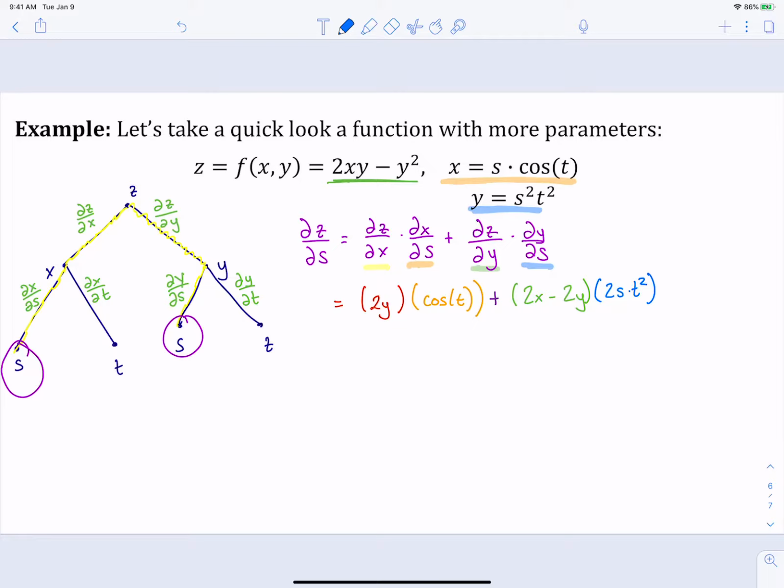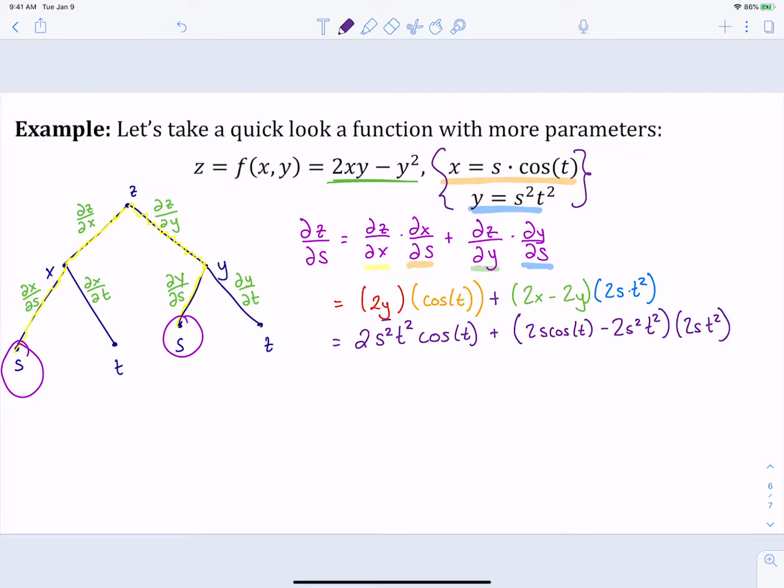So again, now we're sitting at a point where we've got a derivative and it's in terms of x and y and all sorts of fun stuff. And we want it just in terms of s and t. So all the places that we have x's and y's, we're going to replace them with our two parameters here. So we're going to have 2t squared s squared cosine of t, replace that y with our s squared t squared. Then plus 2 times s cosine of t minus 2s squared t squared. And then times 2s t squared.